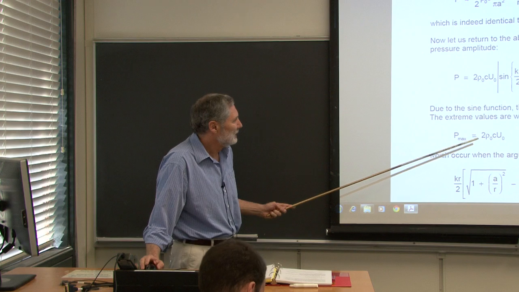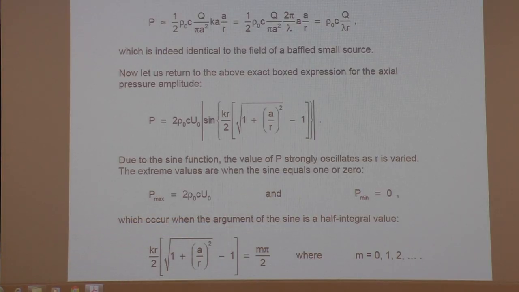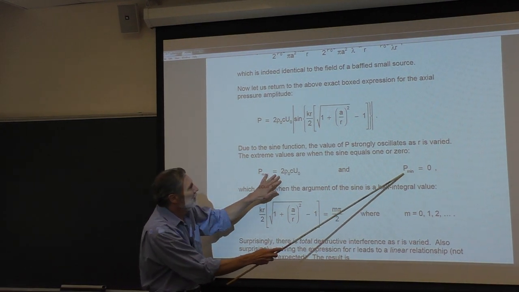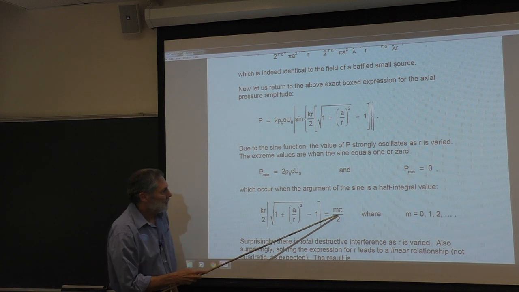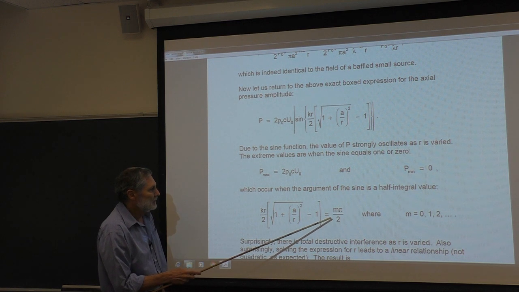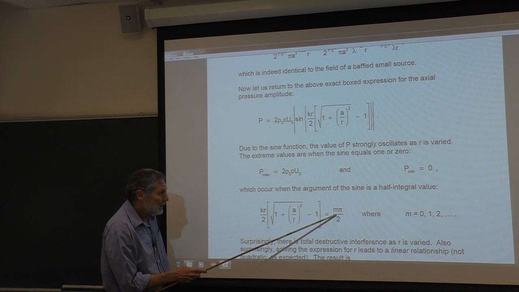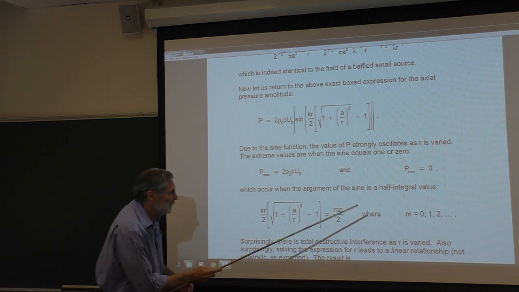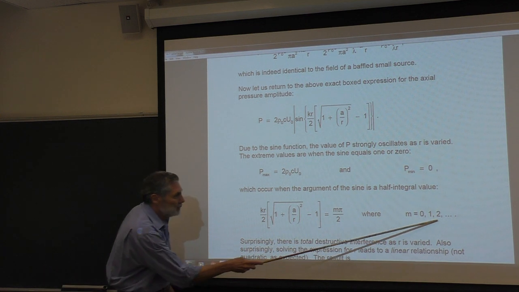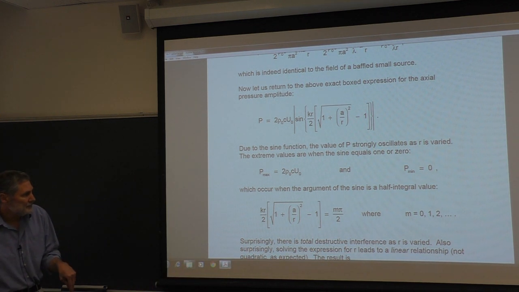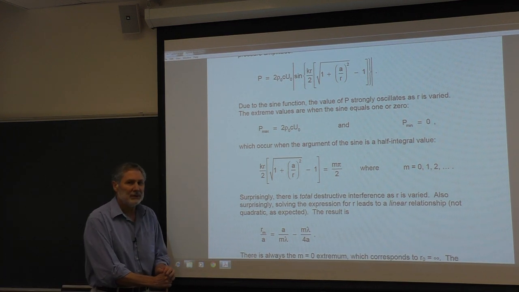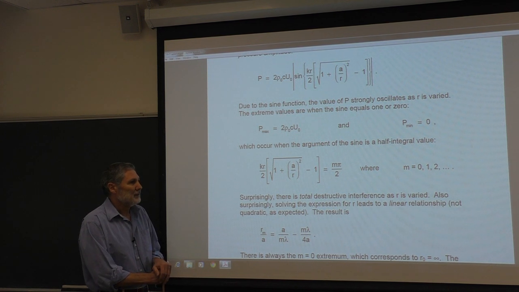We have these constant pressure maximums and perfect destructive interference. These extremums, we can handle these together. The maximums occur when you have pi over 2, 3 pi over 2, etc. The zeros occur when this is 0, pi, or 2 pi. Okay, so we can lump them all together. We set the argument of the sine equal to m pi over 2, where m is a non-negative integer. So it's remarkable here that you can get complete destructive interference, I think.